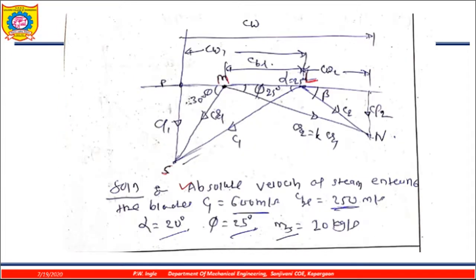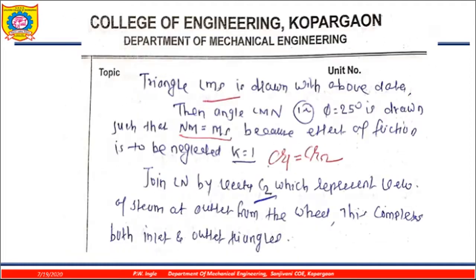So we will solve step by step. This is the velocity triangle. So here this is theta angle, phi angle, alpha angle, beta angle. Triangle LMS is drawn with the above data.